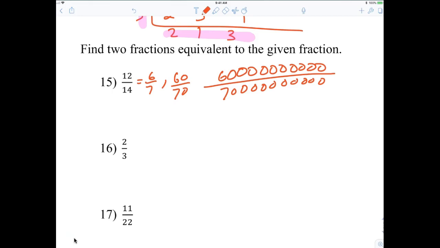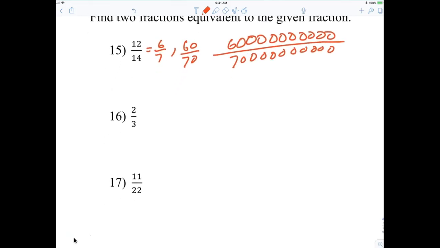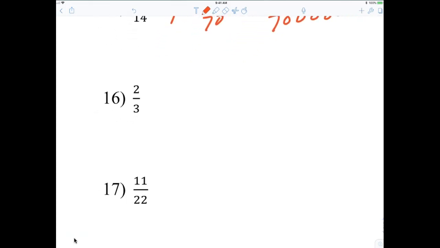I'm on 16 right now. Go back, and let me catch up with you. All right, everybody's on 16. So, 2/3. Chloe, what am I doing on 2/3? You could make that 20 over 30, 200 over 300. You can make it 4 over 6 or 6 over 9.